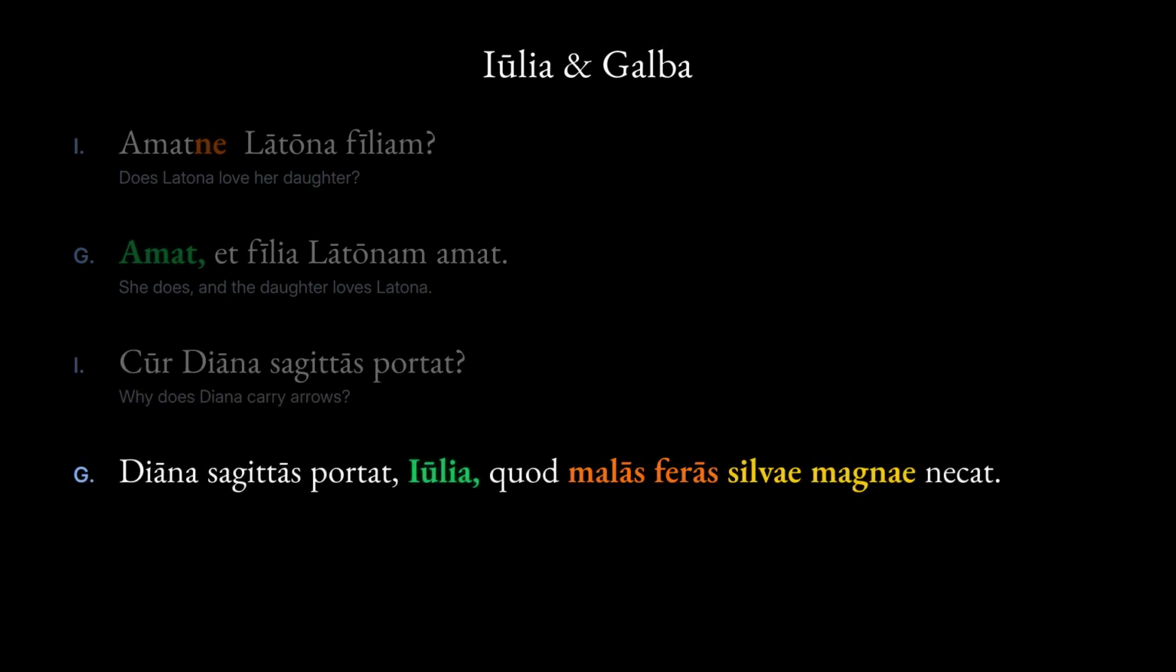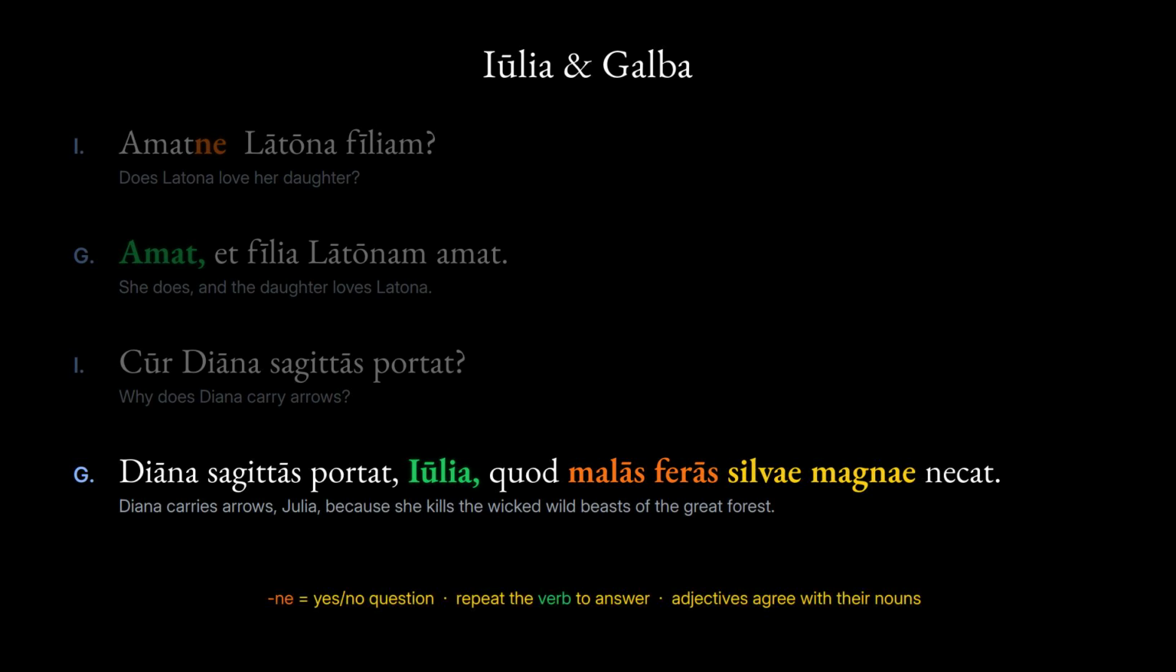Julia asks, Cur Diana sagittas portat? Why does Diana carry arrows? Galba answers, Diana sagittas portat, Julia, quod malas feras silvae magnae necat. Diana carries arrows because she kills the wicked wild beasts of the great forest. Notice 4 adjectives, each agreeing with its noun.